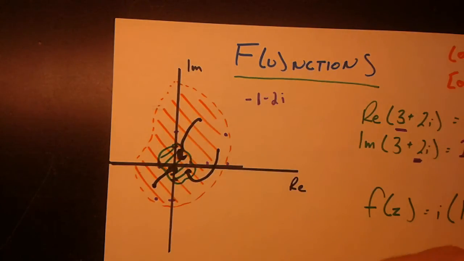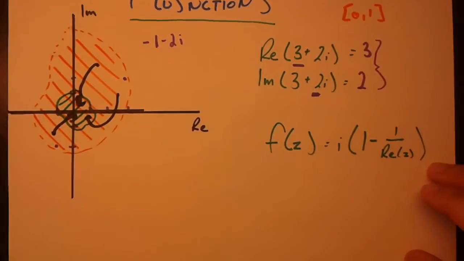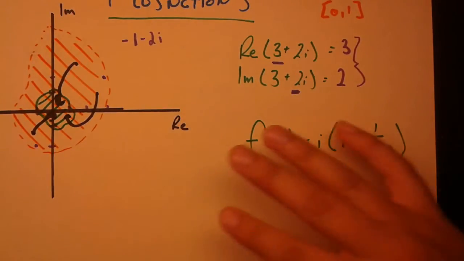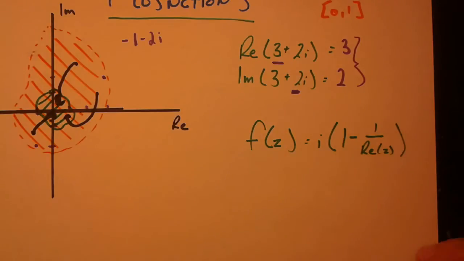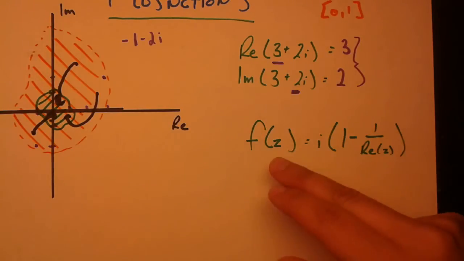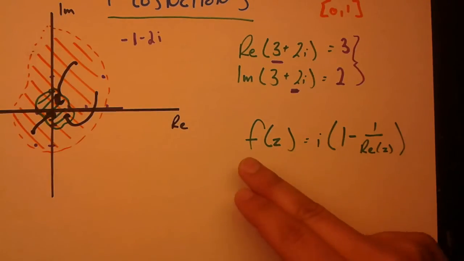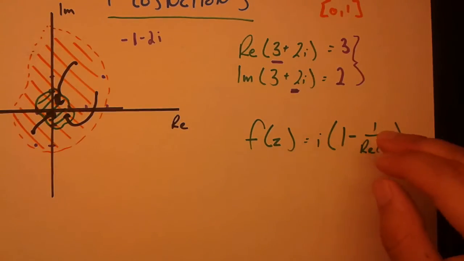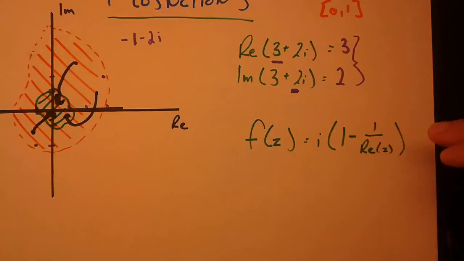So this is why we were talking about sets, because sets are kind of at the core of complex analysis, because they are the domains and the ranges of our functions. So let's just try to get a feel for it by solving out the domain and range of this function here. f(z), and z is often what we give for complex variables. So this is our independent variable z. f(z) equals i times quantity 1 minus 1 over real part of z.